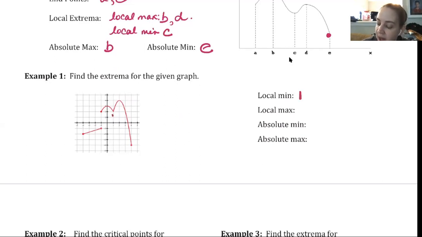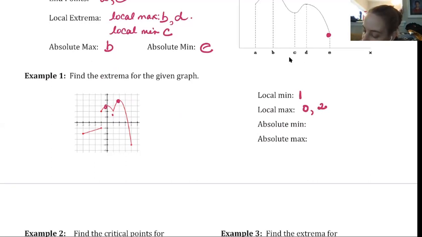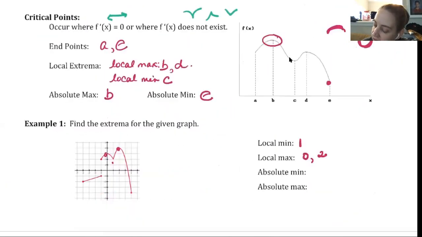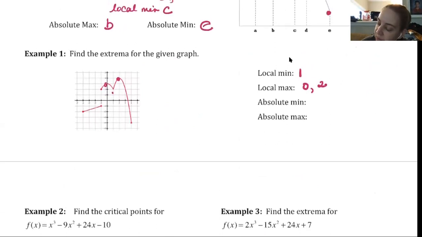Local max, how high can you go? I'm going to see a local max over here at 0 and one over here at 2. My absolute min, what's the lowest point on the graph? Well, 4. I see an open circle there, but it's almost to 4. And your absolute max, how high, or the x value where that happens, is at 2.